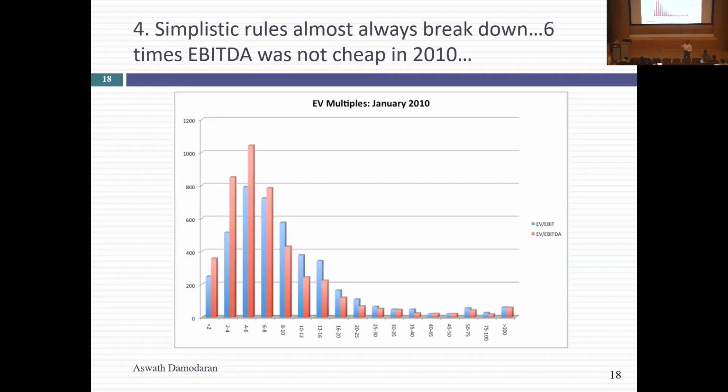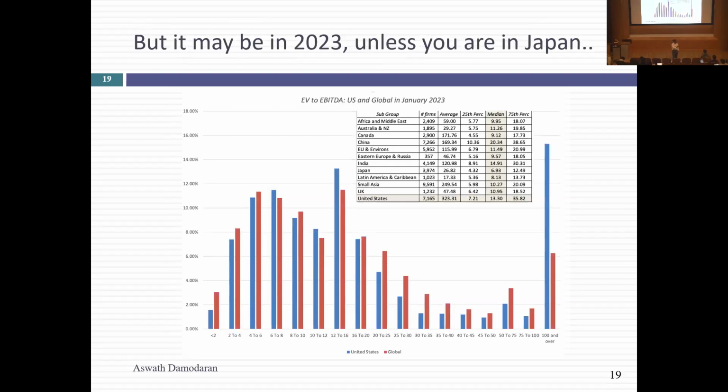Depends on the time. In 2010, if I use 6 times EBITDA, half of all US companies traded at less than 6 times EBITDA. Markets were down after the crisis. That's a very strange definition of cheapness, right? Half of all stocks traded less than that. It could be cheap in 2023 unless you happen to be in Japan. You see where I'm going with this?